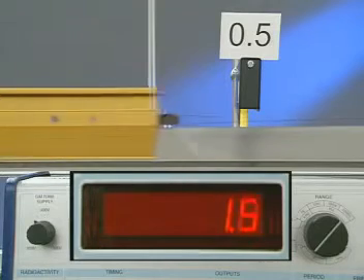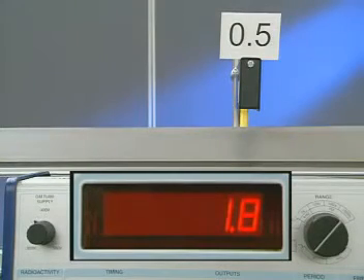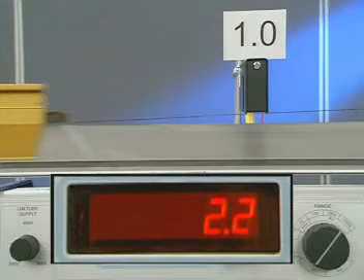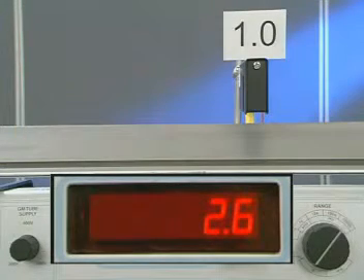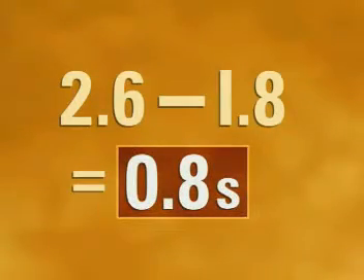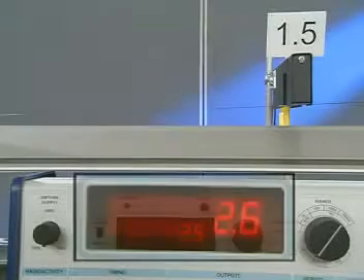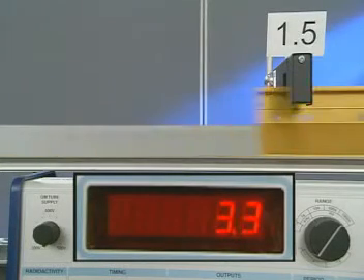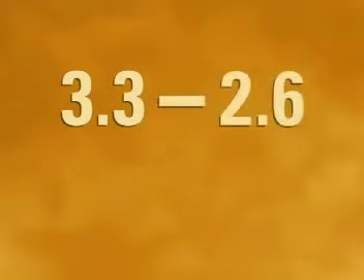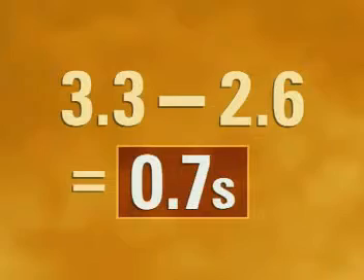To cover the first half a metre, it took 1.8 seconds. The timer reads 1.8 seconds at the start of the next half metre, and 2.6 at the end. To travel the second half metre, it took 2.6 minus 1.8, which is 0.8 seconds. To travel the third half metre, it took 3.3 minus 2.6, which is 0.7 seconds.